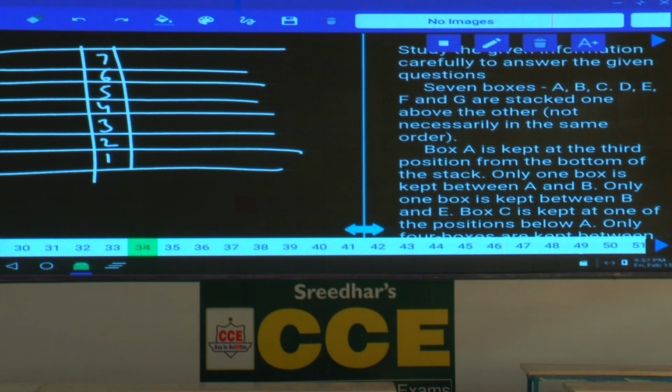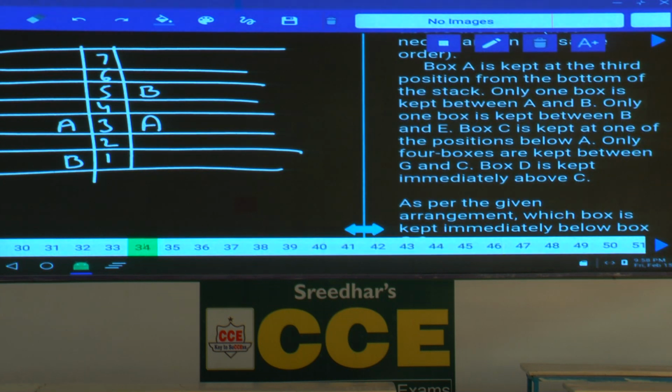Box A is kept at the third position from the bottom. Third position from the bottom, A must be here. And only one box is between A and B. As only one box is in between A and B, how many possibilities do we have? 2 possibilities. B can be either on the 5th or on the 1st, isn't it? Then only one box between A and B.